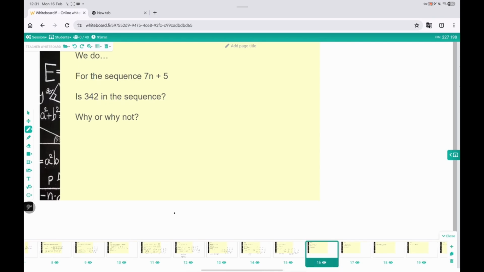Okay, so for the following sequence, is 342 in the sequence? Okay, so we'll actually need to solve this algebraically. We've got a formula for the position in the sequence, and it's supposed to equal 342. So if we get the right value of n, we're supposed to get 342. Okay, so let's solve this as an equation. We've done equations.